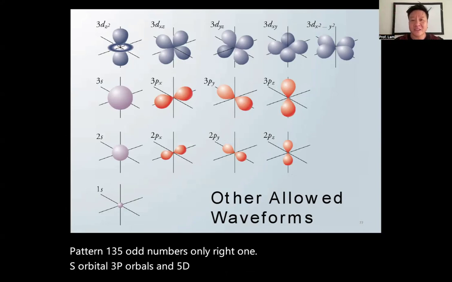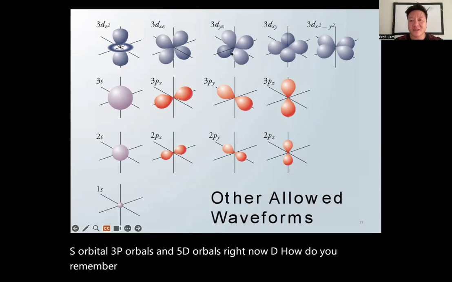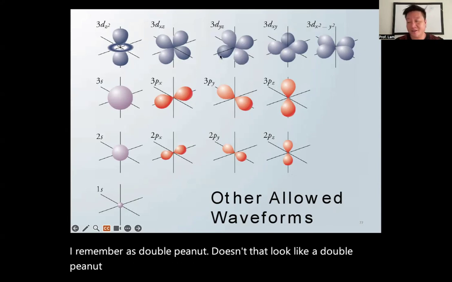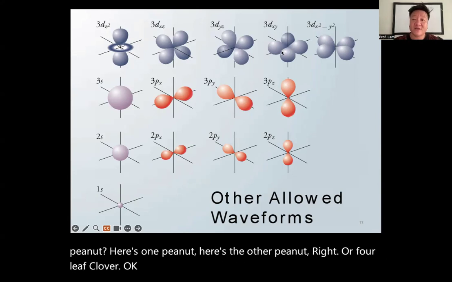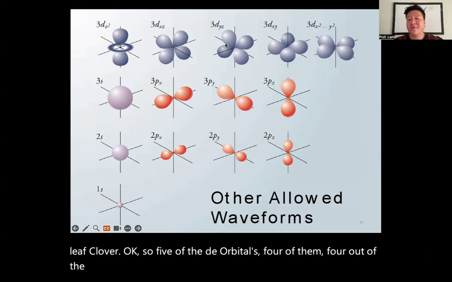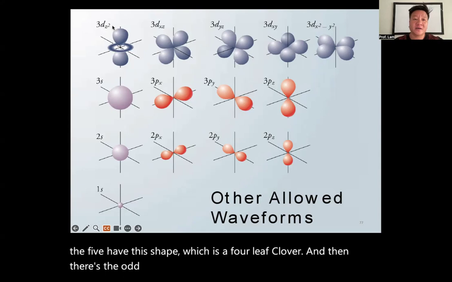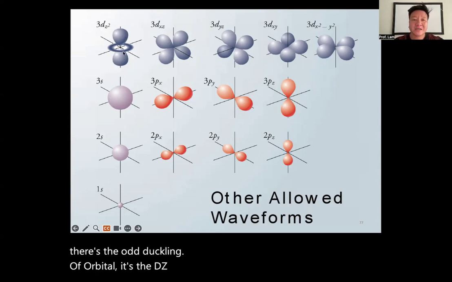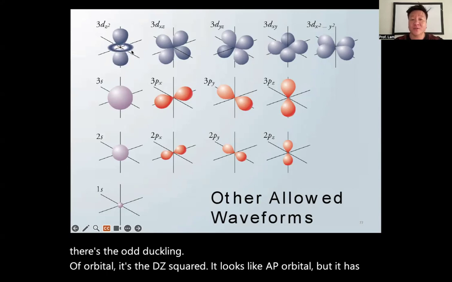Okay. Now D, how do you remember that D is shaped like this? I remember it as double peanut. Doesn't that look like a double peanut? Here's one peanut, here's the other peanut, right? Or 4-leaf clover. So 4 out of the 5 d orbitals have this shape, which is a 4-leaf clover. And then there's the odd duckling of orbital. It's the dz squared. It looks like a p orbital, but it has this donut, like this belt around it.